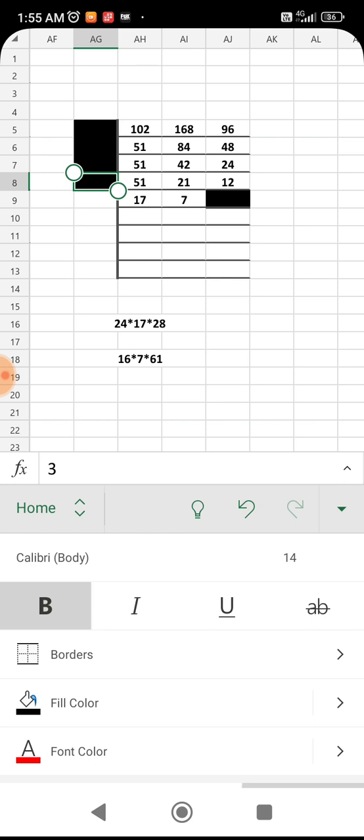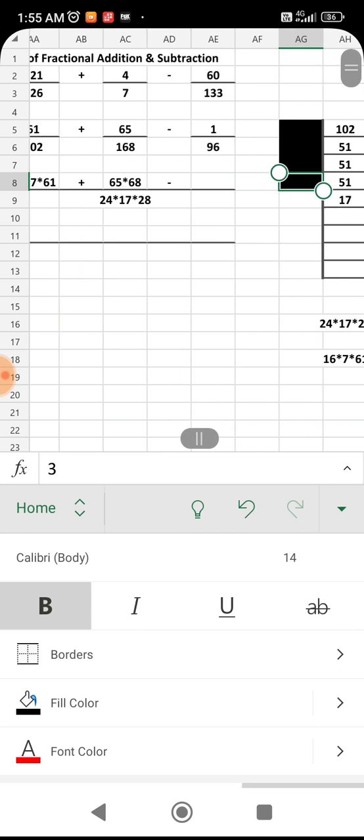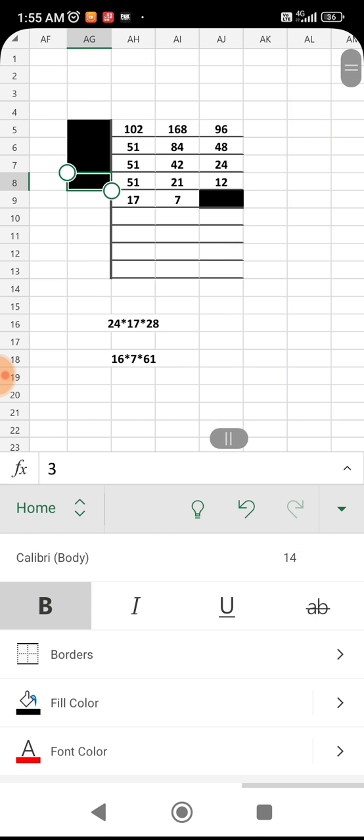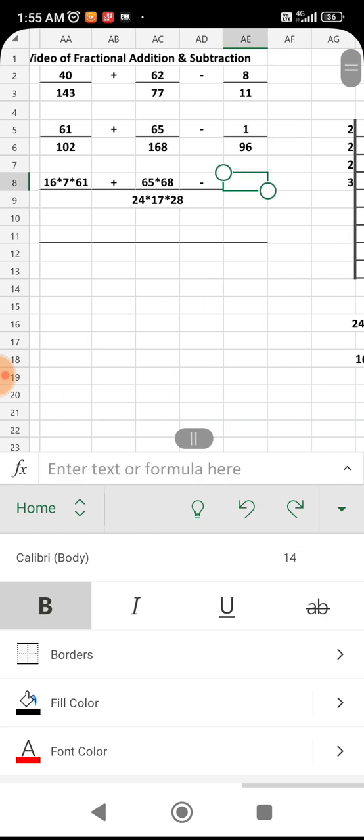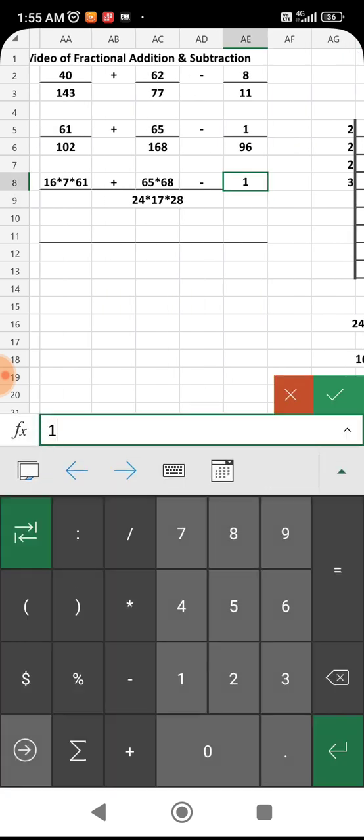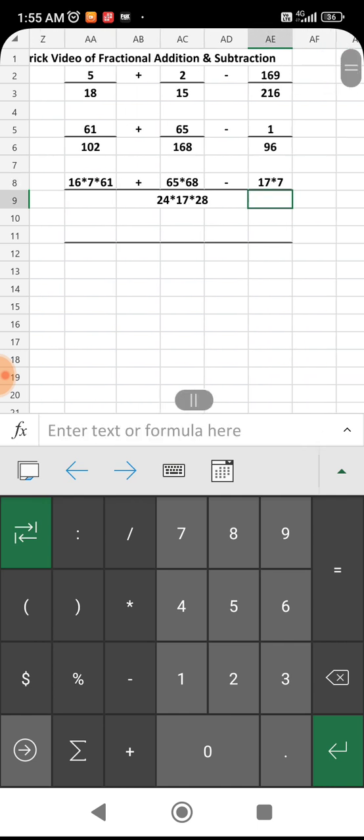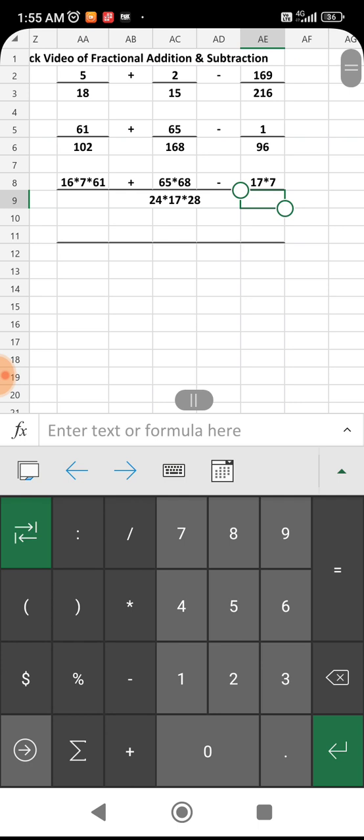Okay, so what is remaining? 17 into 7 into 1. That means it is 17 into 7. Now I am removing my hands. It is 17 into 7. So very easily we can jump 2 steps here. I hope it is clear to you.